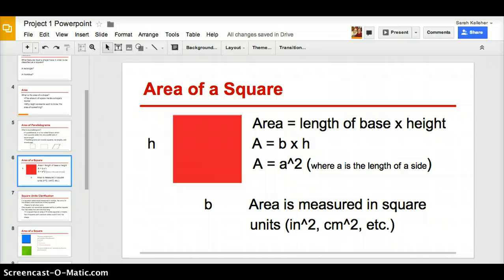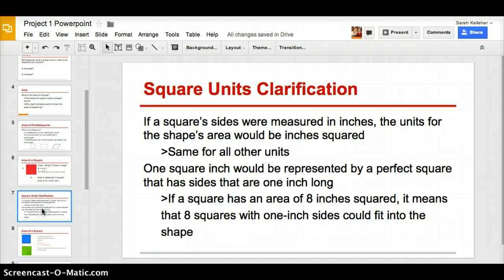When writing the area of a shape, you label it with units squared, like inches squared or centimeters squared. Let's clarify square units a little bit. If a square's sides were measured in inches, the units for the shape's area would be inches squared. This works the same for all other units. One square inch would be represented by a square that has sides that are 1 inch long. If a square has an area of 8 inches squared, it means that 8 squares with 1 inch sides could fit into the shape.